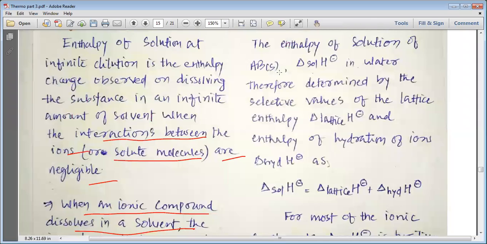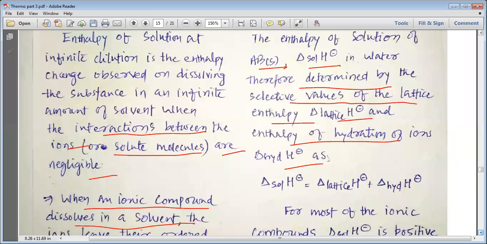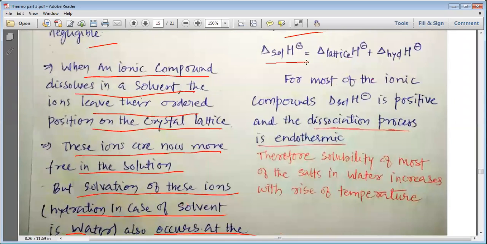The enthalpy of solution of AB solid, denoted by delta solution H bar, in water is therefore determined by the relative values of the lattice enthalpy and enthalpy of hydration of the ions. So my dear students, we can write that enthalpy of solution is equal to lattice enthalpy plus enthalpy of hydration.